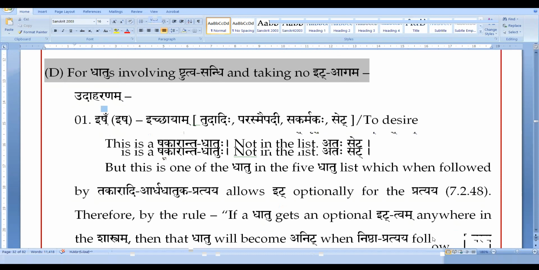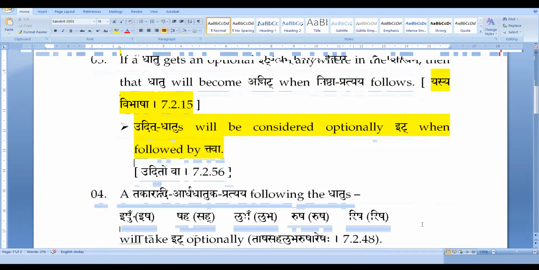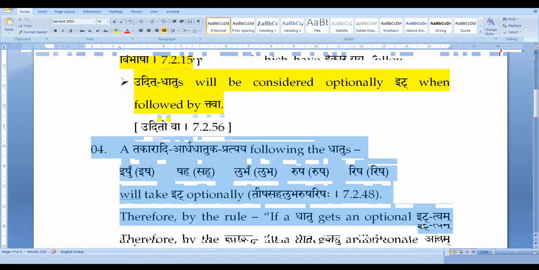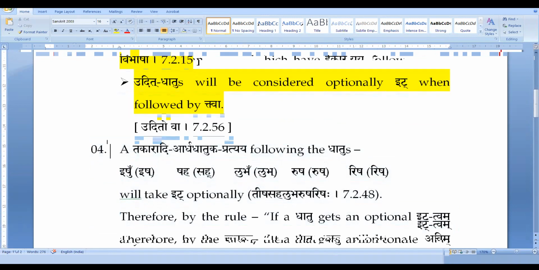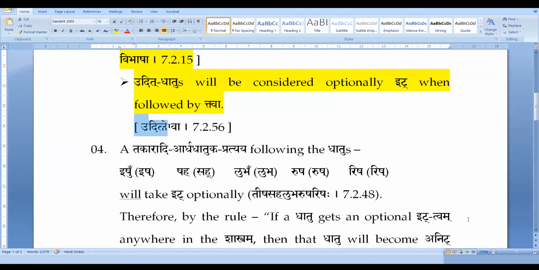This ish dhatu is one of the dhatus in the list of rules related to nishtha pratyaya. Here you find ish dhatu, where it is an udit dhatu, one thing. Second, it is a takaradi dhatu, a takaradi ardhadhatuka pratyaya following the dhatu. Ish dhatu will take itagama optionally, right? Therefore, also because it is udit, optionally. Both conditions hold: here a takaradi pratyaya follows, and for this dhatu it is given.